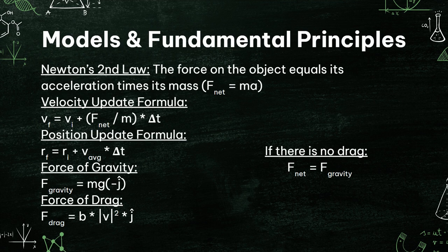Force of gravity. Force of gravity equals mg times the negative of the unit vector j. Force of drag. Force of drag equals b times the magnitude of v squared times the unit vector j. And if there is no drag, F_net just equals F_gravity.